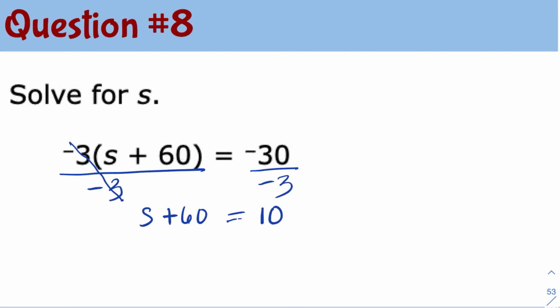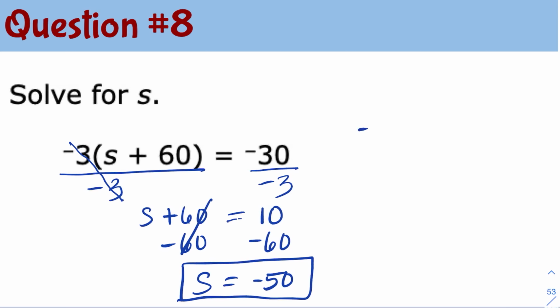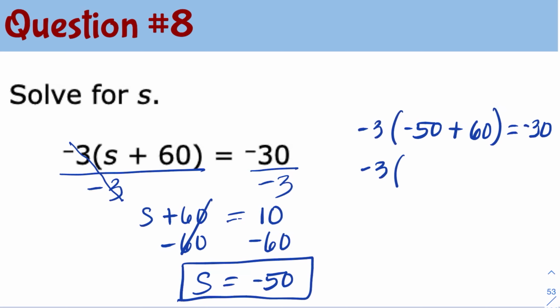Now s is added by 60. So the inverse of that is subtracting 60 from both sides. So this is 0. We now have s is equal to 10 take away 60, which is negative 50. To check the answer, we will have negative 3 times negative 50 plus 60, which is equal to negative 30. Are they equal? The first thing that we need to do is simplify the parentheses using the order of operations. Negative 50 plus 60 is 10. So negative 3 times 10 is negative 30, and yes, they're equal. So the right answer is s is equal to negative 50.